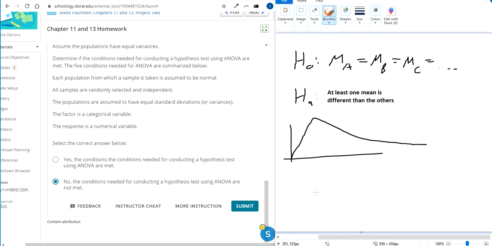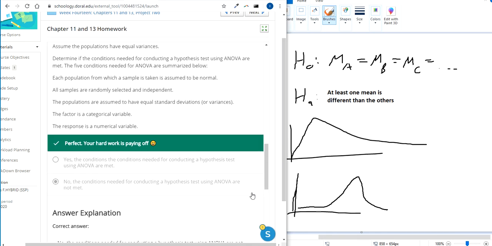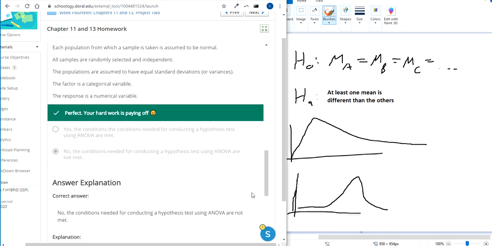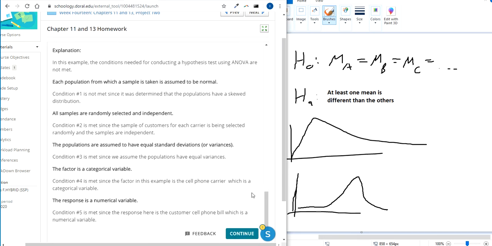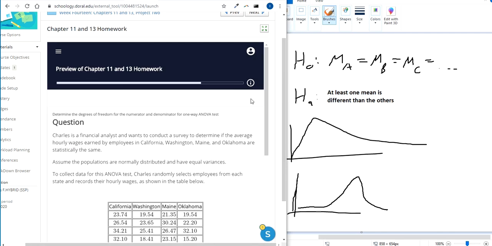Like precipitation looks something like that. I don't have a variable off the top of my head for a left skewed distribution. Those aren't exactly normal because there's a left or a right skew to them. So we have to say no. The conditions are not met. Let's see if there's any other parts. I guess that's it for that topic.